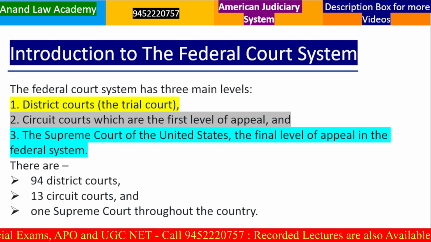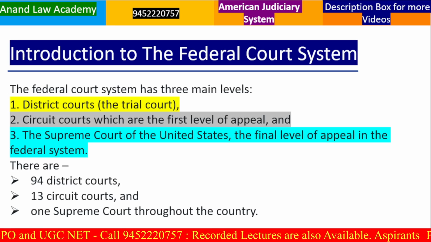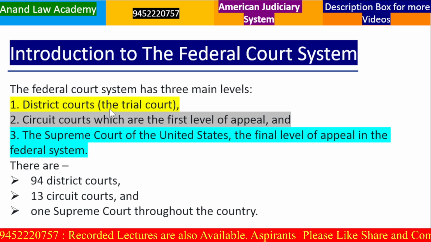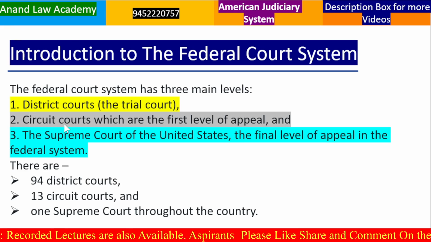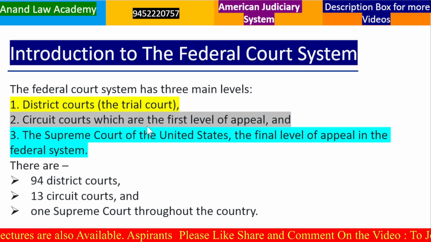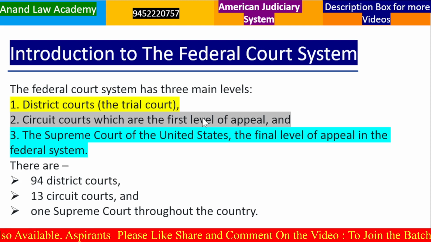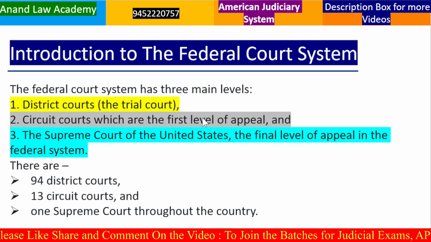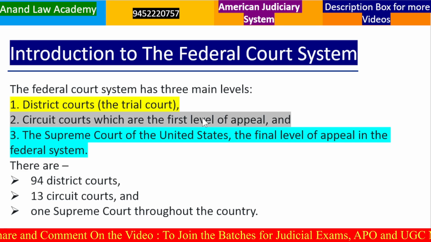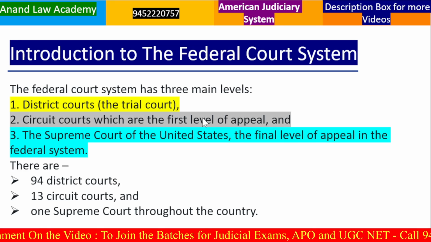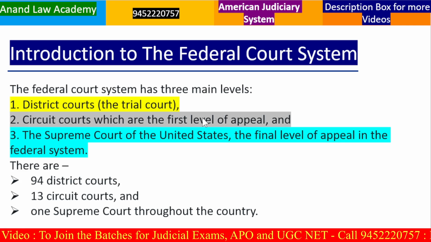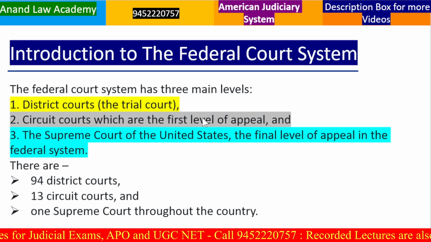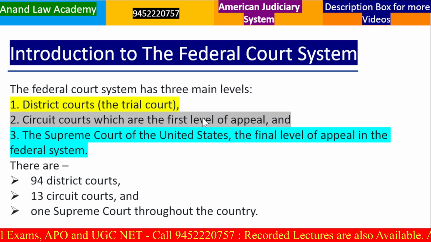Introduction to the federal court system. First and foremost, the federal court system has three levels. The first one is the district court, which you can see here. The second one is the circuit court, which is the first level of appeal. And the third level is the Supreme Court of the United States, the final level of appeal in the federal system. The matter starts from the district court, and if a party feels aggrieved by the decision of the district court, then it can move to the circuit courts.